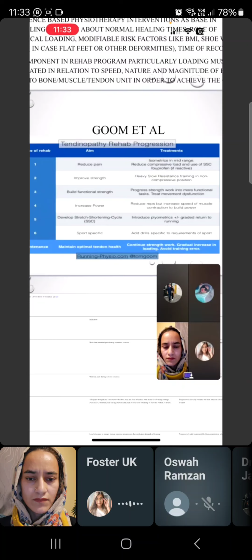But in summary, when we talk about improving strength, there are different strategies that are used. Heavy, slow resistance training is used. Then eccentric training is used. Concentric training is used. Isotonic strengthening. Different strategies are used. I'll discuss them all in detail.